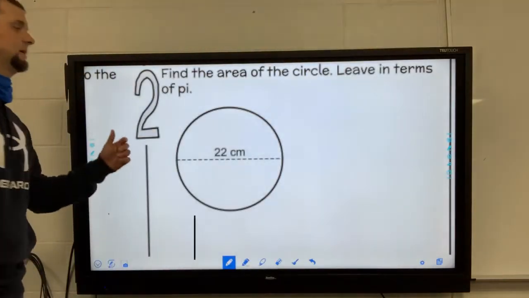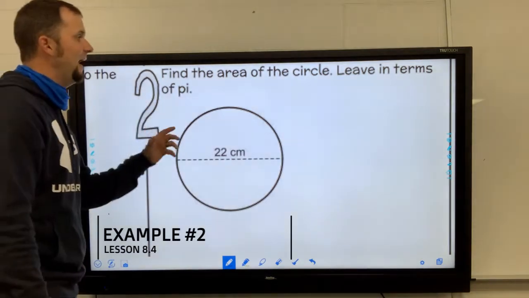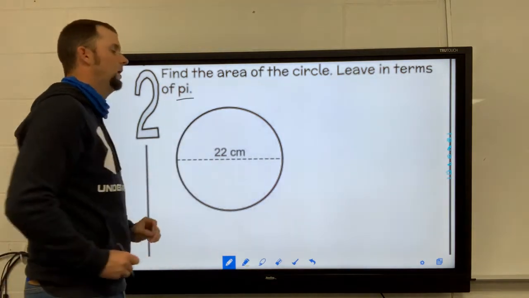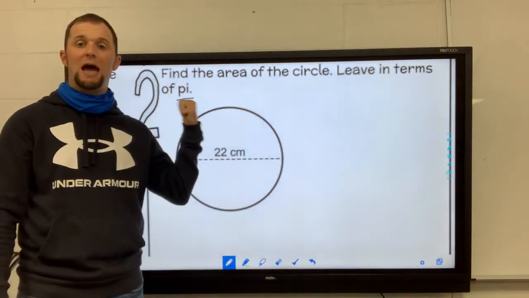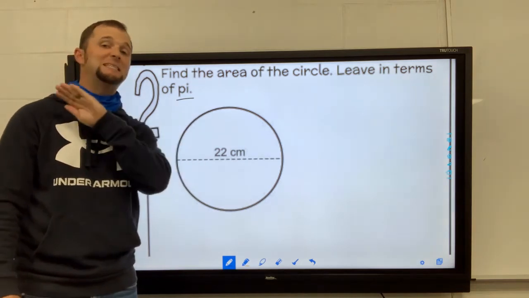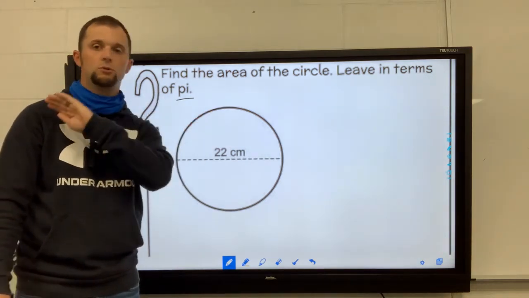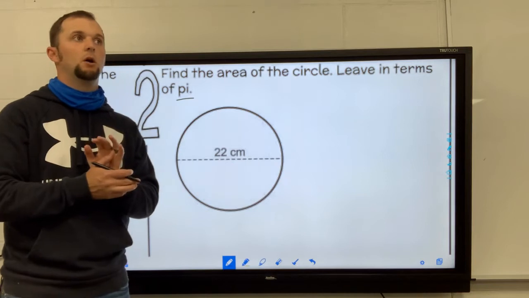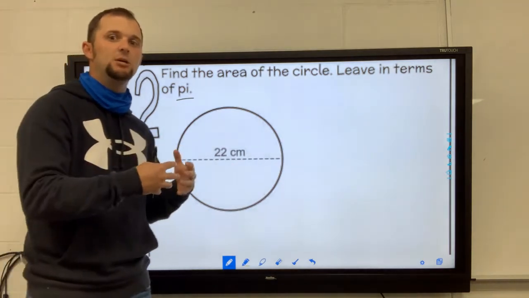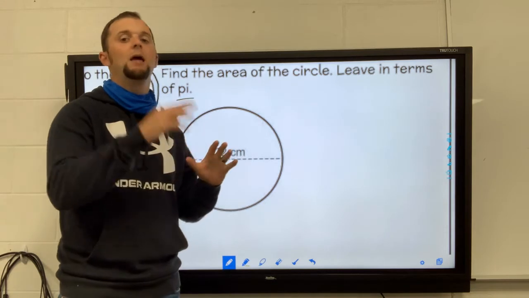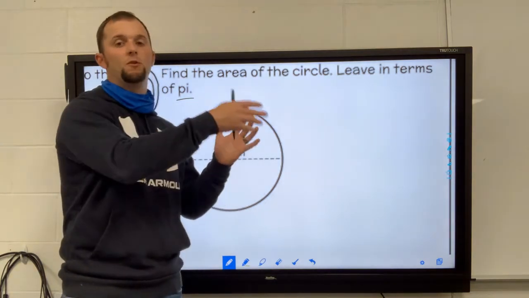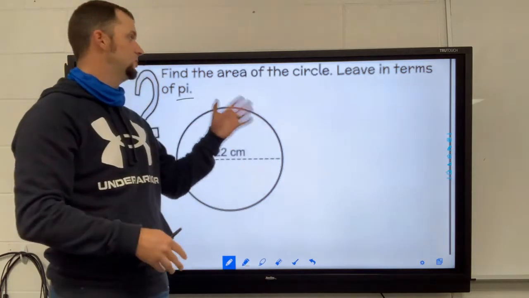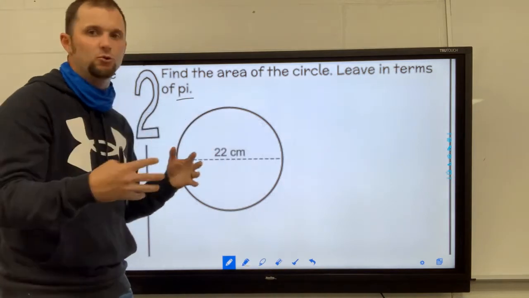Look at example number 2. It wants me to find the area of the circle, but we need to leave my answer in terms of pi. The thing you'll need to realize is that whenever you're leaving your answer in terms of pi, it means leave the pi symbol alone. Don't do anything with the pi symbol. Do all the other math, but leave the pi symbol alone. It's easier to work with just that pi symbol there and do multiple steps instead of multiplying and getting a huge decimal and then rounding that off. You're getting further from the answer. The reason we use in terms of pi is it's just easier to work with.